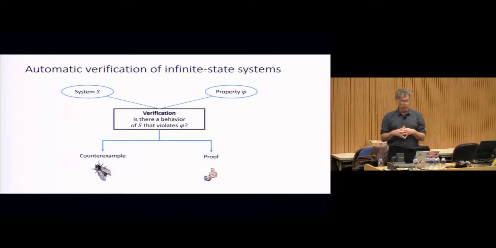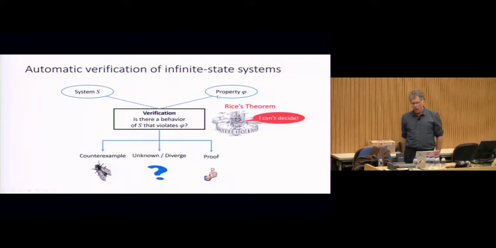Now, what do we have to say then if we have a system and a property? So now the property is my specification, and my system S, that's my implementation. And so I would like to do verification and either get a proof that my system satisfies the property I have in mind or violates it, in which case I get a counterexample, like some test that shows me that system S is not memory safe.